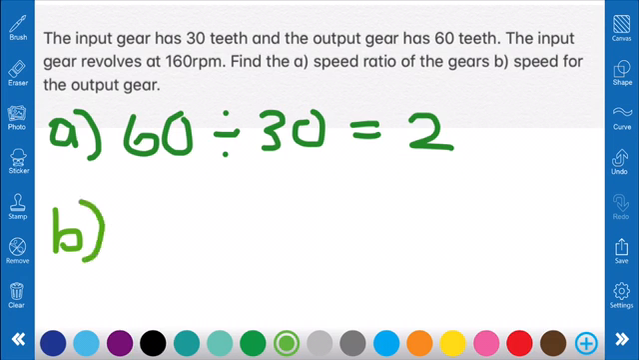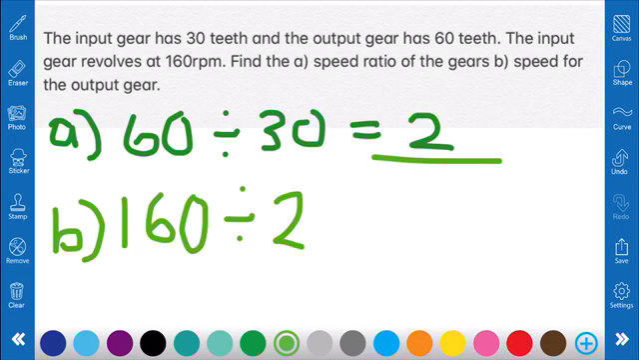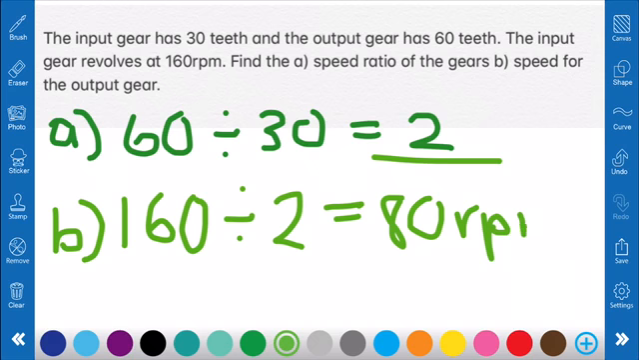Now, to find the speed for the output gear, you take the speed of the input gear, which they gave us, which is 160 RPM, and you divide that by the speed ratio, which was 2, that we had found for part A. That gives us 80 RPM, which is the speed of the output gear.